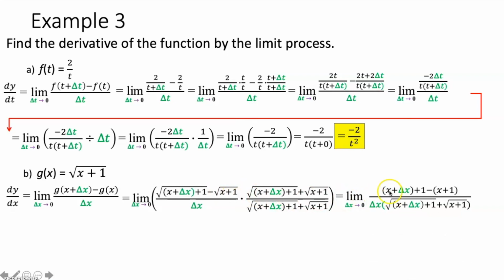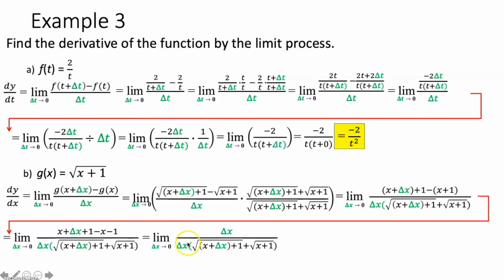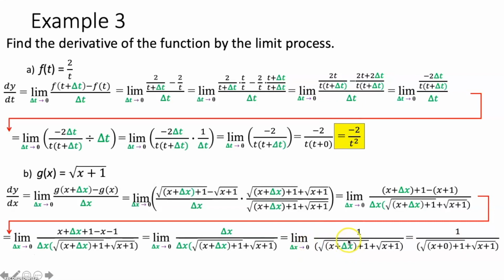So we get something that looks like this. Now we go ahead and distribute that negative to the x and to the 1. We combine like terms, so x minus x, those cancel each other out. 1 minus 1, those cancel each other out as well. And you see, we didn't distribute this delta x because what happens is this delta x cancels out with this delta x, and you're just left with 1 over radical x plus delta x plus 1 plus radical x plus 1. Now we can evaluate this limit by taking 0, plugging it in for delta x, and we can simplify.